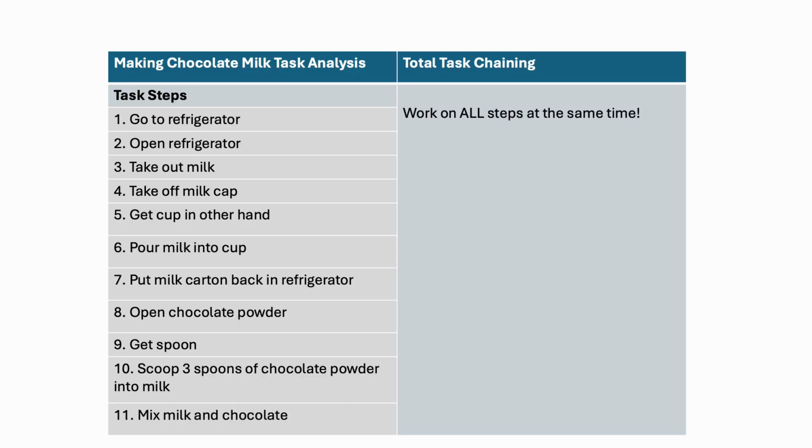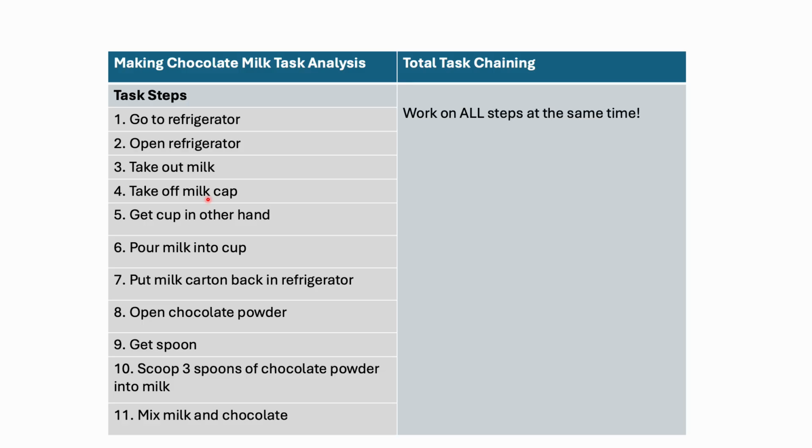Okay, so here again we have the same task analysis for making chocolate milk, but now we're going to look at how we can use total task chaining to teach this particular skill. So again, with total task chaining, we're going to work on all steps at the same time. So you're going to tell your client, okay, today we're going to make chocolate milk, and you're going to go step by step. They're going to see, can they go to the refrigerator? Can they open the refrigerator? Can they take out milk? Let's say that they can do steps 1 through 3, but you get to step 4, taking off the milk cap, and they can't do it. You're going to provide support there.